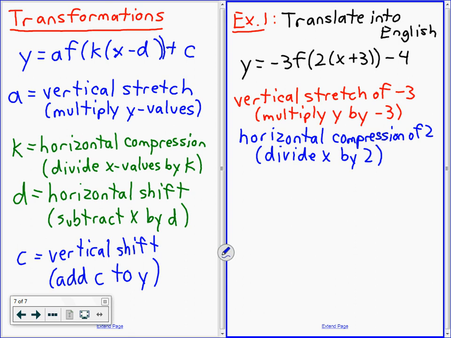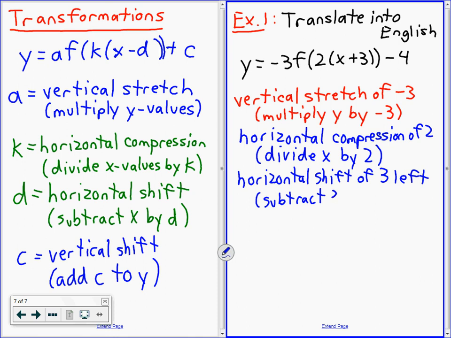Jake, I wanted to call you Luke, I knew that was wrong. Sorry, Jake. Jake, what does the 3 mean? You're shifting the x values by -3. Yeah, so you're going to go left 3. So +3 in here actually means you're going left 3. So it's going to be a horizontal shift of 3 left. So we're going to subtract 3 from x.